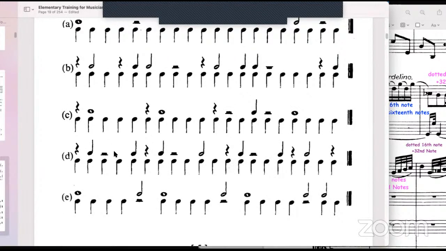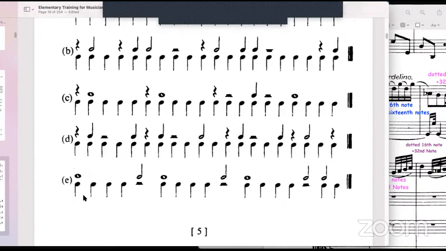Ta, ta, ta, ta. Now letter E. Ta, ta, ta. On the letter E, we're not going to clap or do the beats on the bottom part.